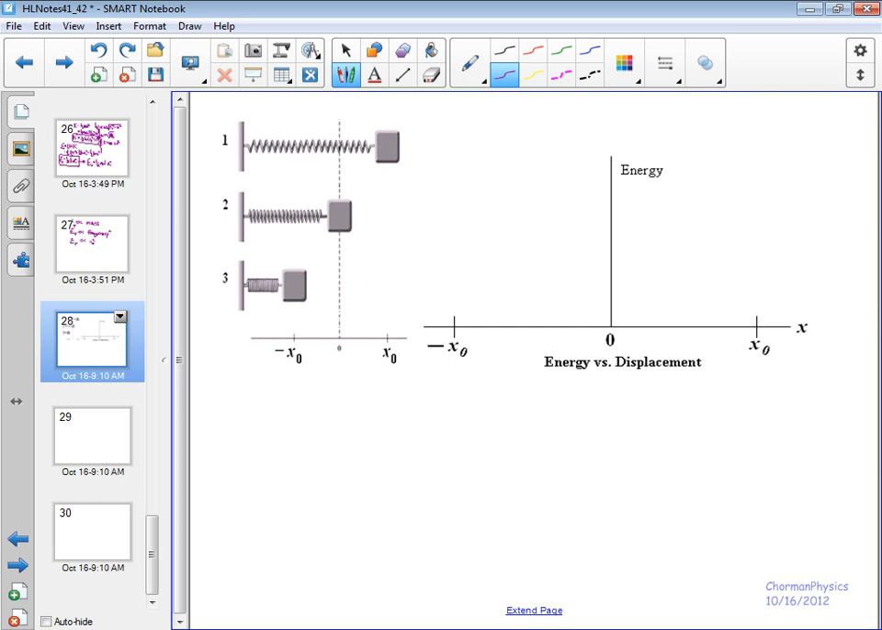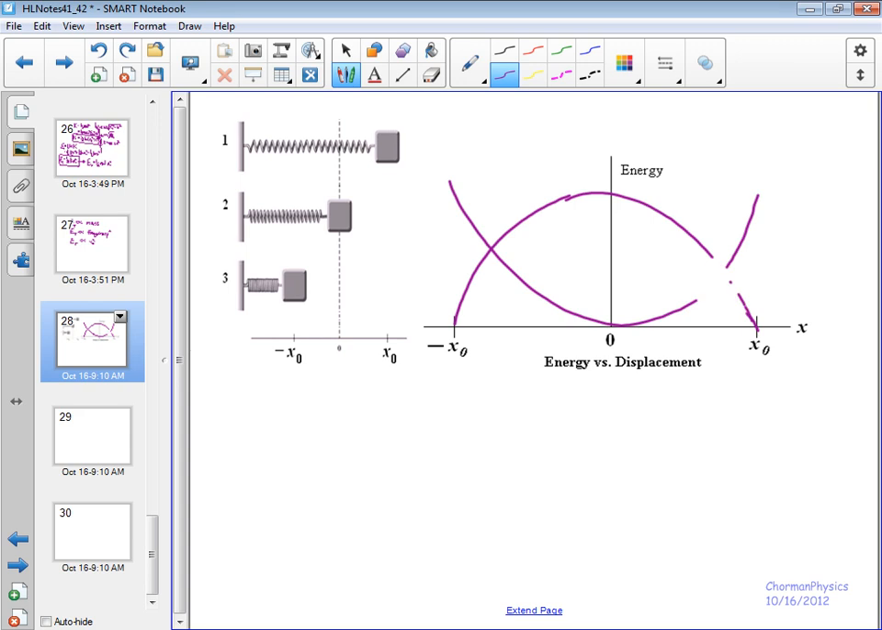If we analyze the energy versus displacement, we get a couple of interesting curves here. Remember, the kinetic energy at displacement equal to the amplitude is 0, but at displacement 0, the kinetic energy is the maximum. So the kinetic energy curve looks something like this. And the potential energy curve is at a max at the amplitude and 0 at the equilibrium position. So the potential energy curve looks something like this.